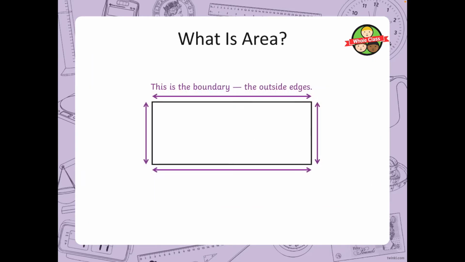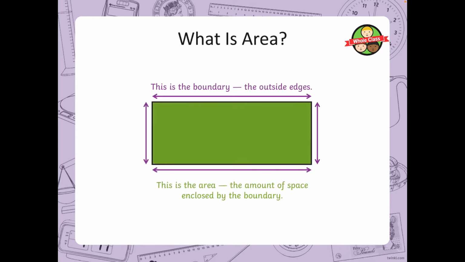So here you can see the arrows showing the boundary around the outside edge, and we learnt yesterday that this is called the perimeter. But what is area? This is the area inside, the amount of space enclosed by the boundary. And here you can see the area of this shape coloured in green. Like I said, think of it like a field. The green part, the area, being the grass inside, and the boundary round the outside being the fence, the perimeter.